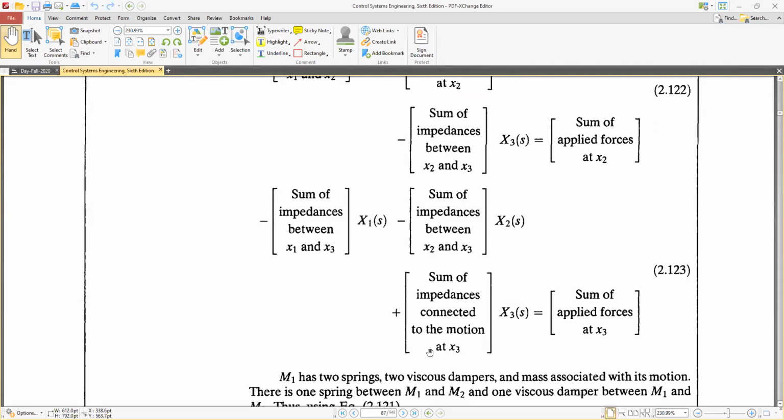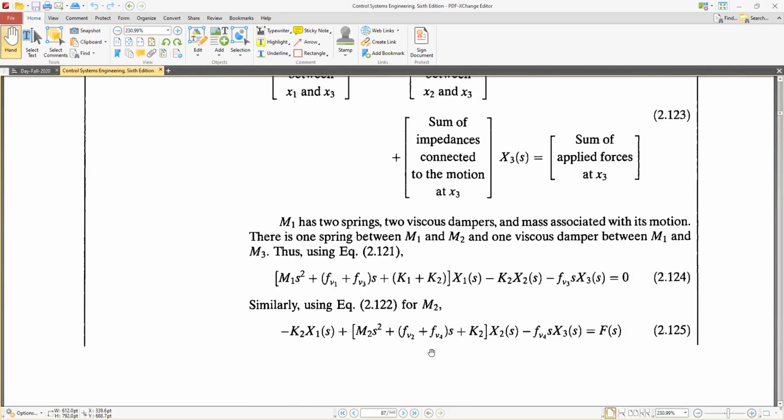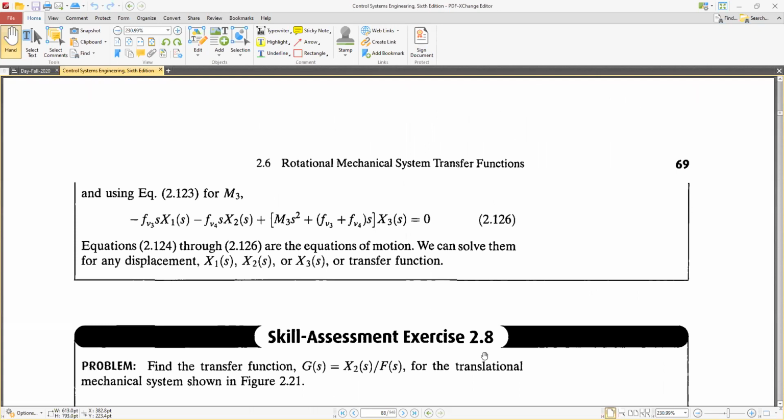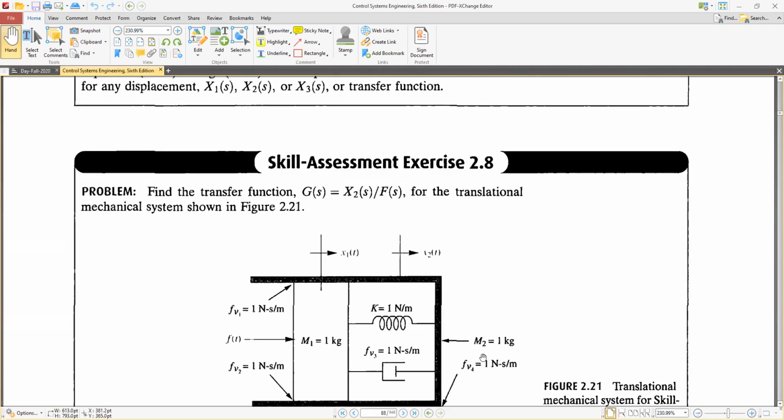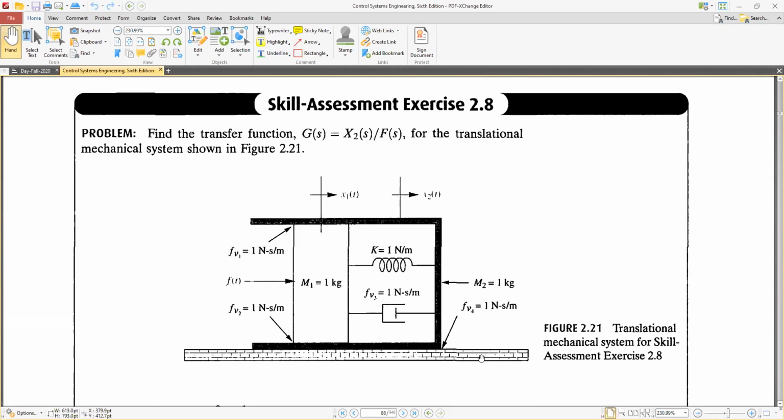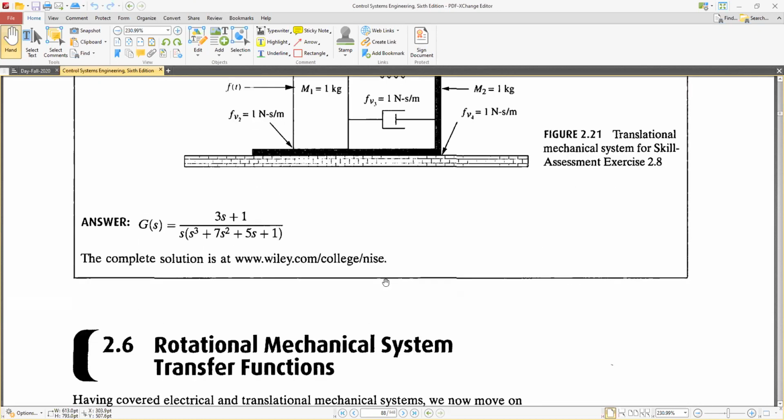Now use the basic idea and write the equations like this. Three equations. They have said not to solve, but to write it. And this is the skill assessment exercise. Find the transfer function G(s) equal to X2(s) by F(s) for the translational mechanical system shown in the figure.